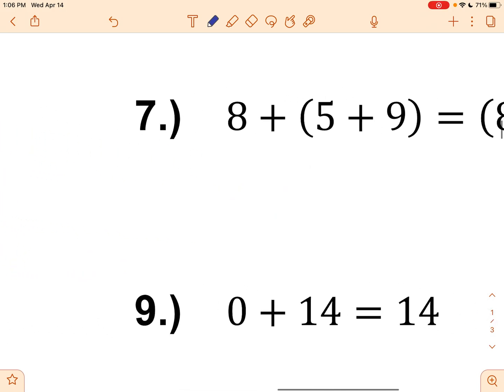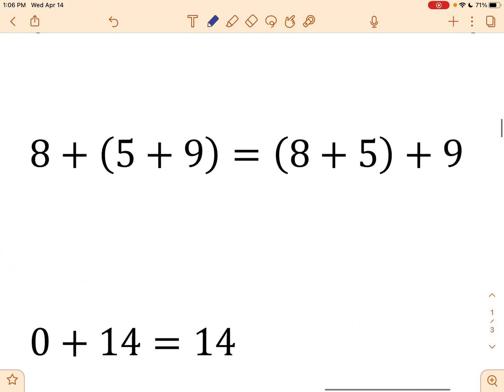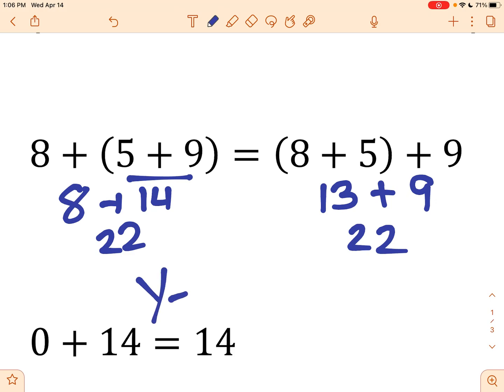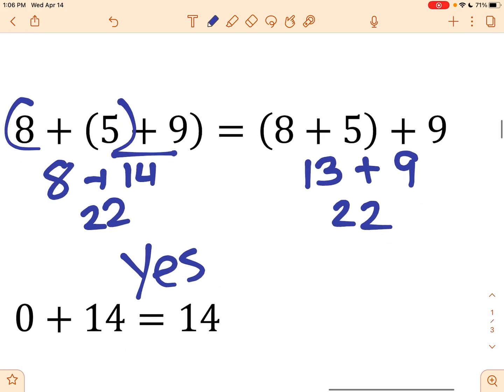Okay, moving on to number 7. 8 plus 9 plus 5 is equal to 8 plus 5 plus 9, sorry, mixed it up. Alright, so if we take a look at this, 5 plus 9, that's 14. 14 plus 8 is 22. Okay, over here, 8 plus 5 is 13. 13 plus 9 is also 22. So these are equivalent, but what property did we use? Looks like we're changing the order of our grouping of parentheses. So this is the associative property.